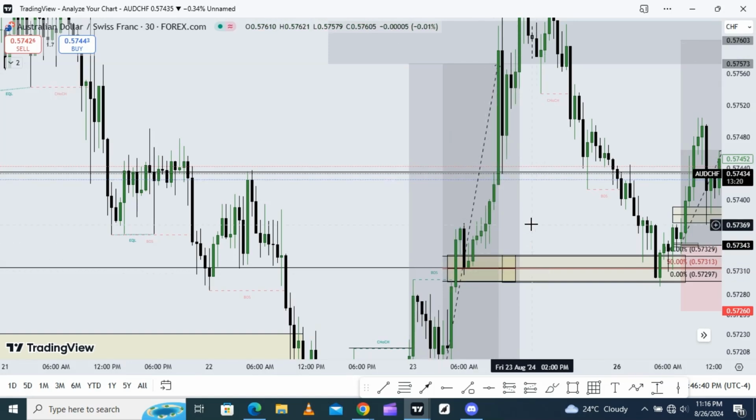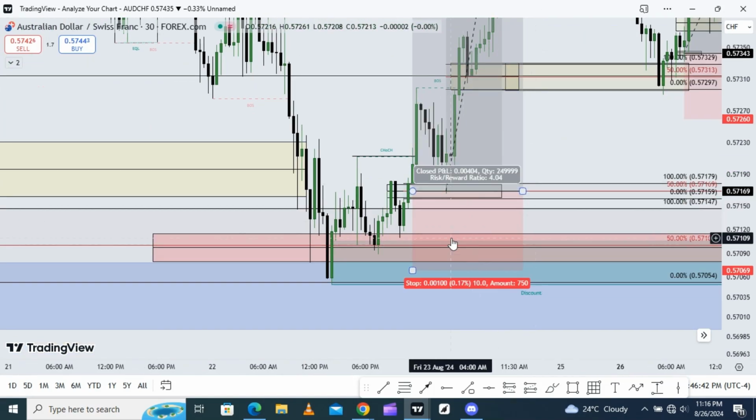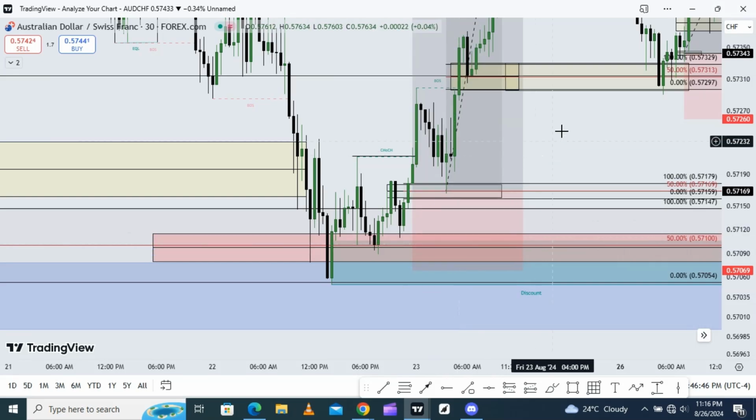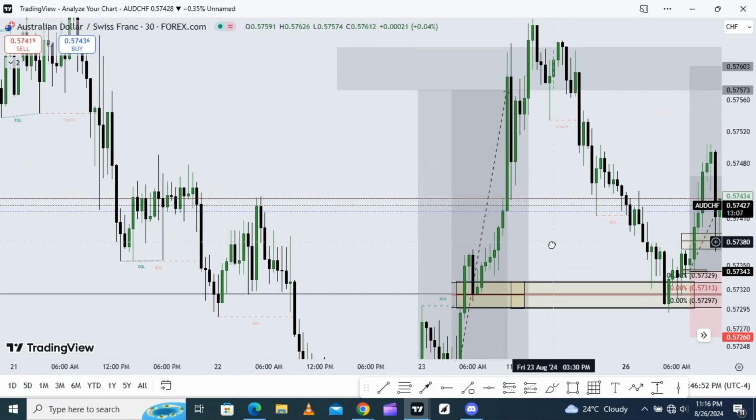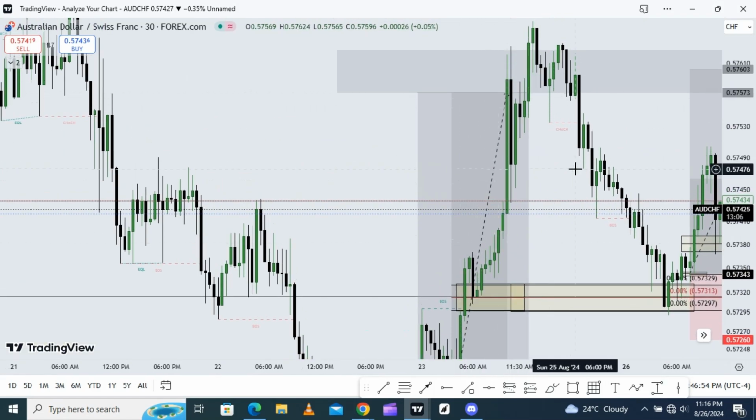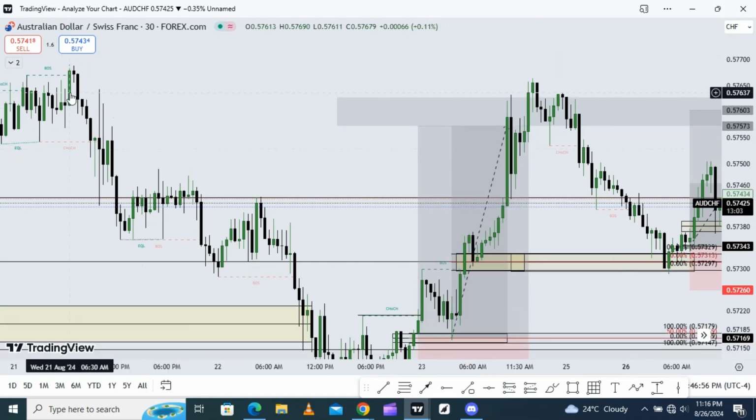Normally here I use 10, no, sorry, 10 pip stop loss. Here I also use 7 pip stop loss to 10 pip stop loss. So up to this level. Then market still comes back to this level. This week, you know, buy side.